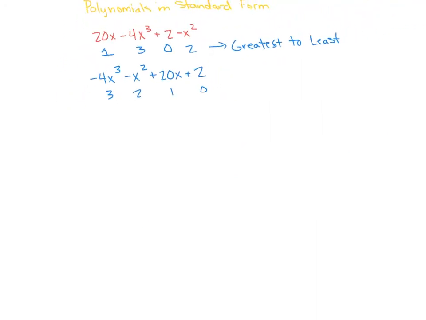The next one, we have y cubed plus y to the 5th plus 4y. So we go through. This has a 3rd degree, a 5th degree, and a 1st degree. So greatest to least on the degrees, we would have y to the 5th plus y to the 3rd plus 4y. And that would be in standard form.